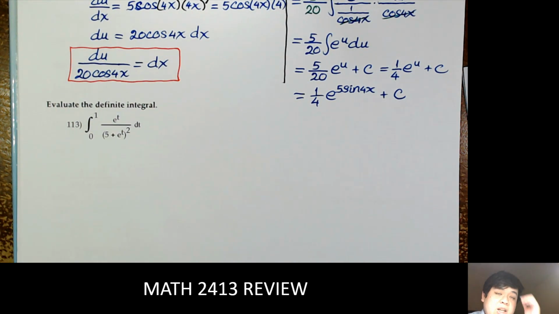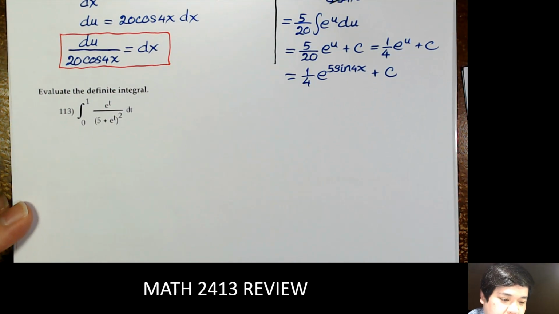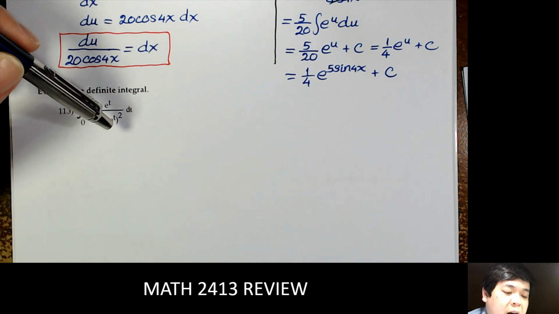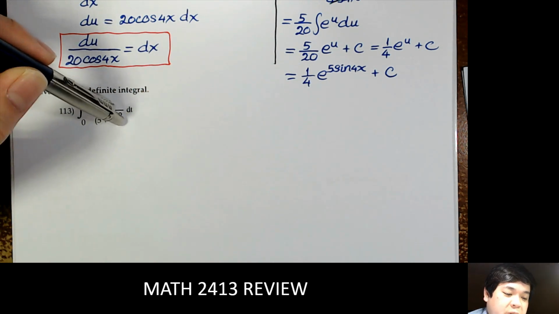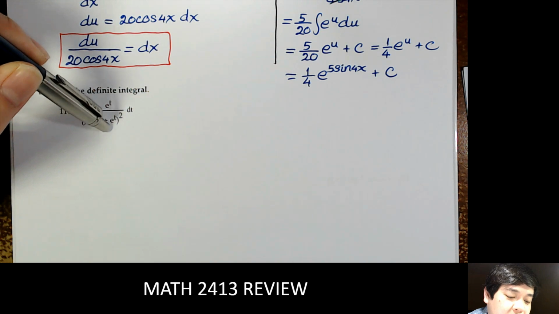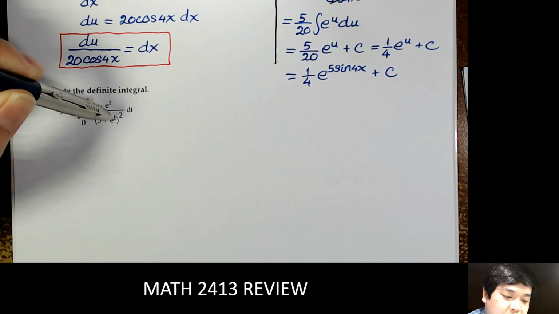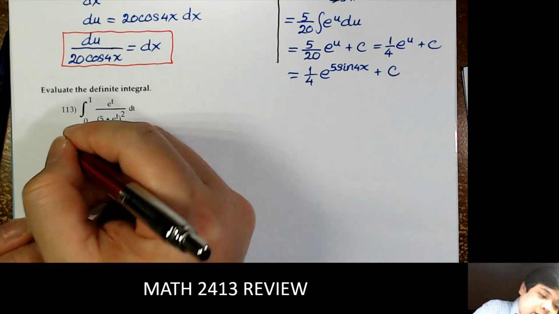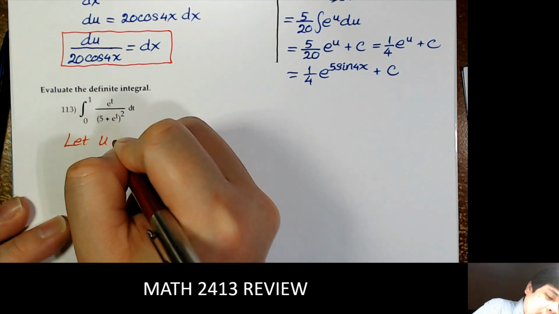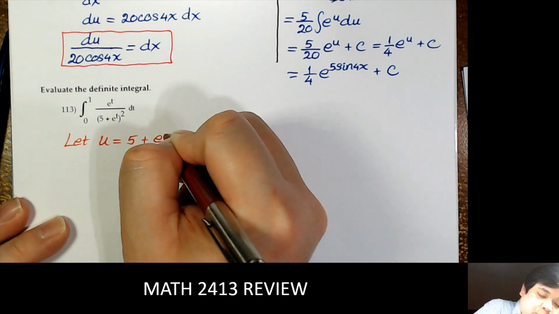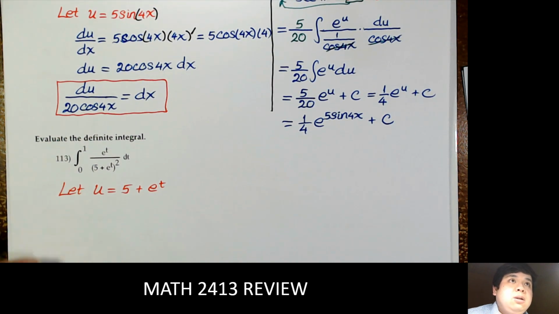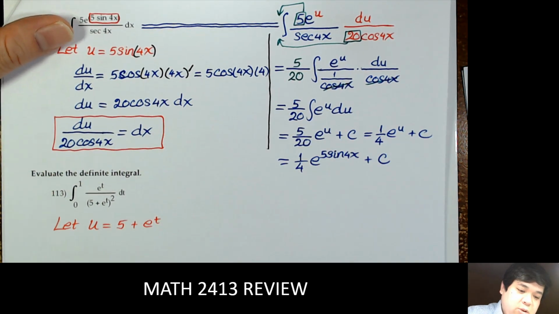Next, it is just substitution, but with the limits. So we have definite integrals here. Let's see. If we let u equal to e to the t, the derivative is not going to cancel this. But if we let u equal to 5 plus e to the t, the derivative of that we can cancel with the top there, which is good. So let u be 5 plus e to the t, and we can take the derivative.